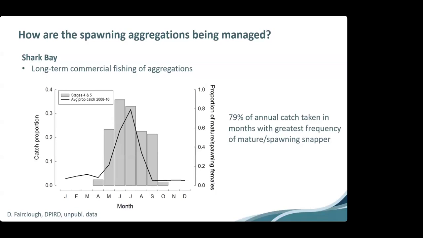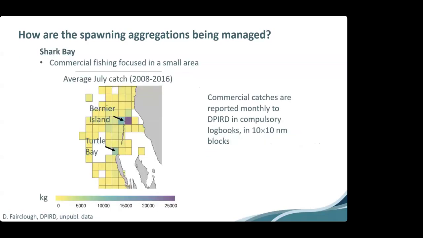79% of the annual catch is taken in the months with the greatest frequency of mature and spawning snapper. It's also taken in a fairly small area. Records of commercial fishers demonstrate that the vast majority of catch, or the largest catches, come from reporting blocks just to the north of some of our coastal islands in Shark Bay.